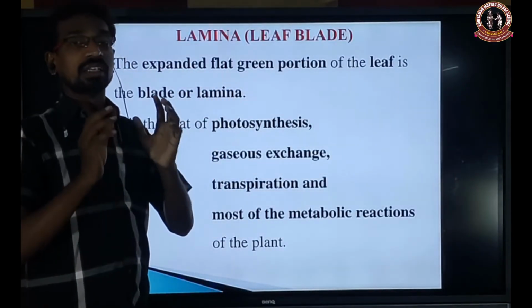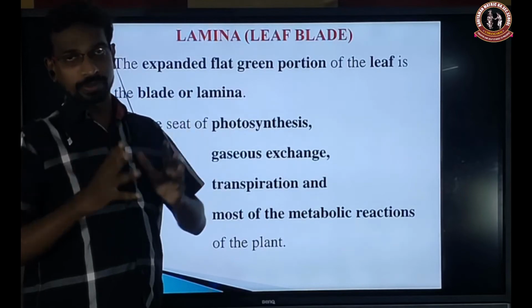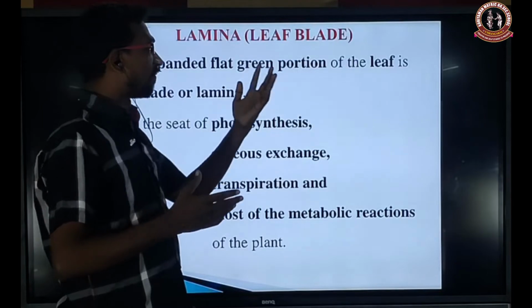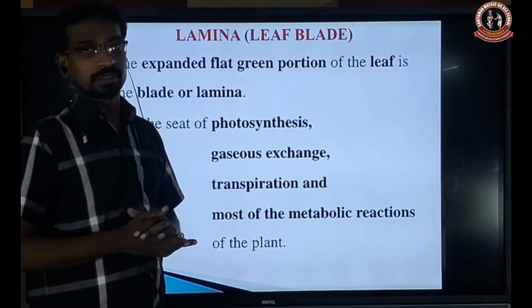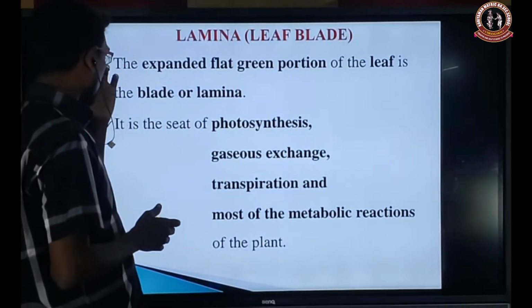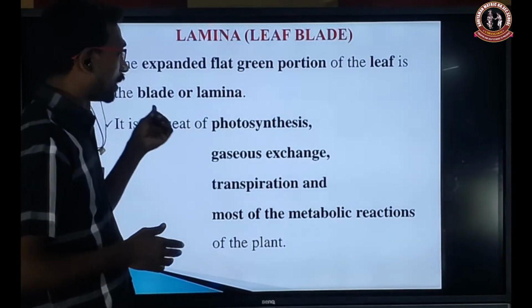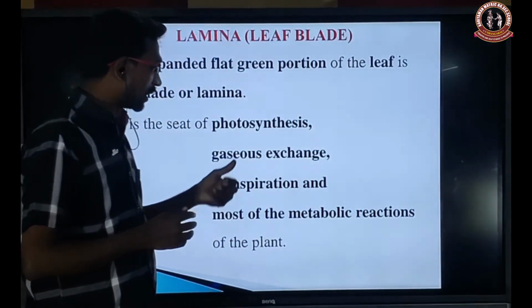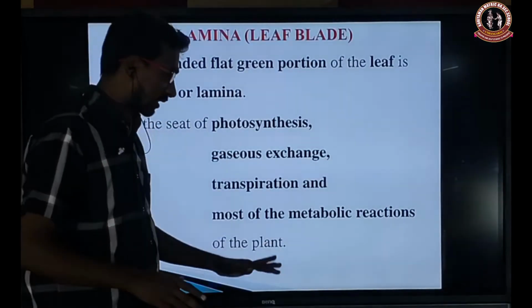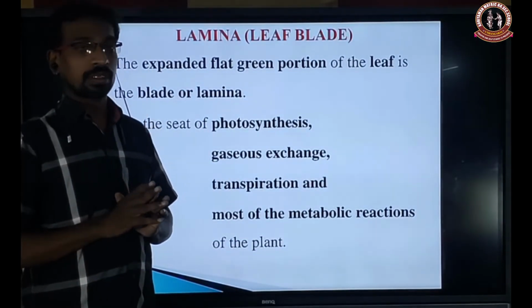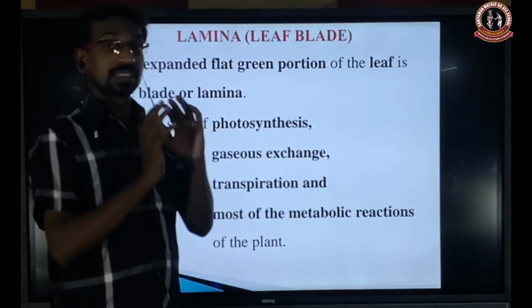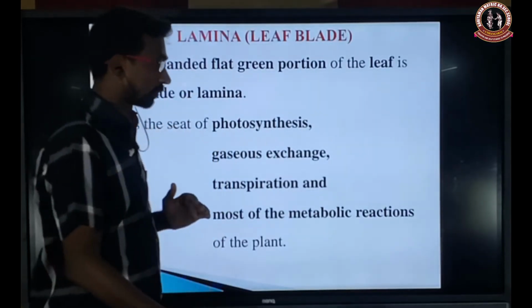Next, the lamina, or leaf blade, or epipodium. The leaf blade is the expanded, flat, green portion of the leaf. It is the site of photosynthesis, gas exchange, transpiration, and most of the metabolic activities occur in the leaf blade or lamina.